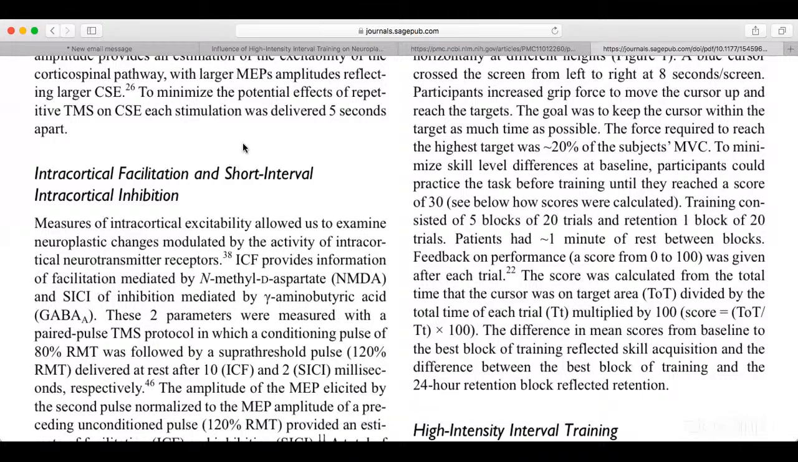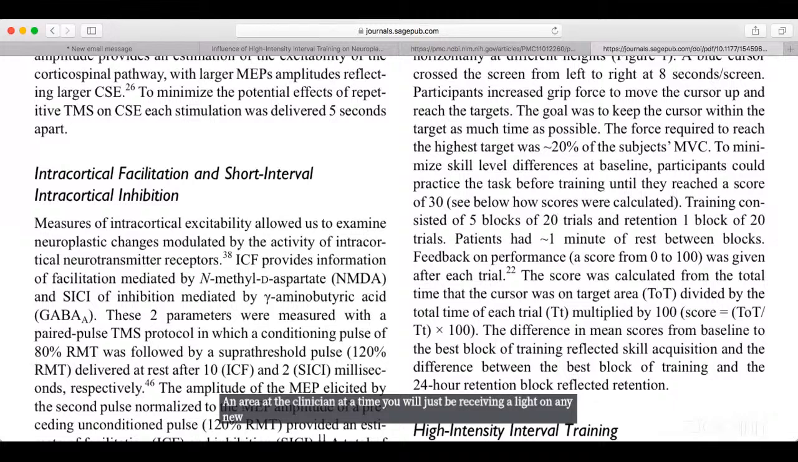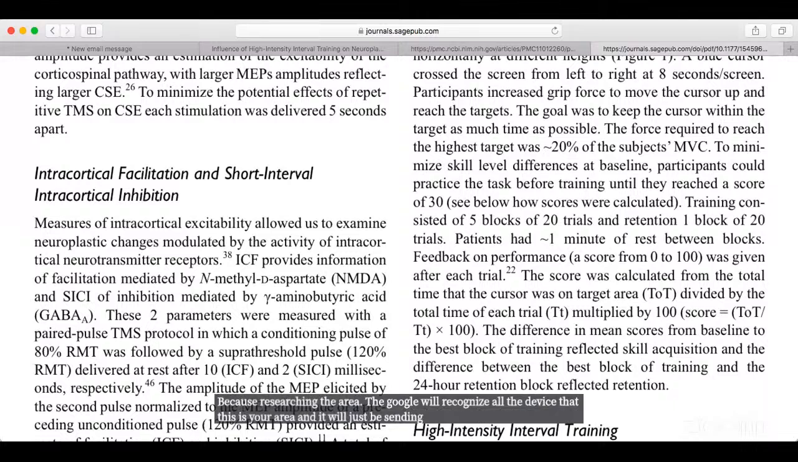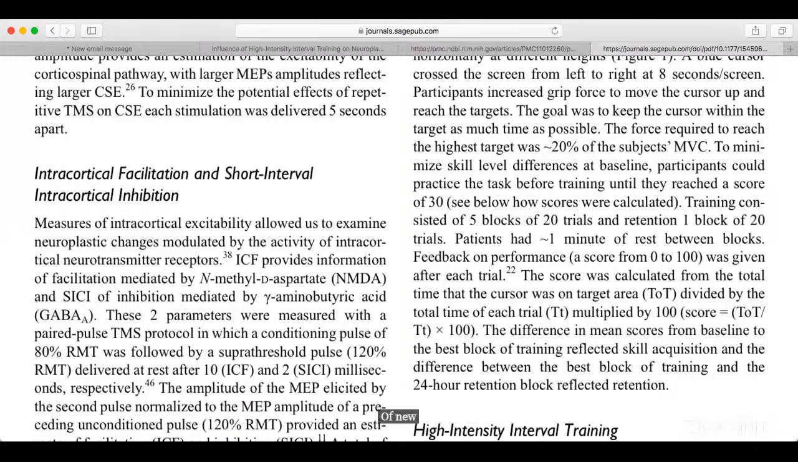And one good thing with that even is, nowadays, because of the Google account, if you keep searching an area as a clinician, at a time you will just be receiving alerts on any new research done. You will just be seeing it all the time, and you just be reading without even searching. Google will recognize on all your devices that this is your area, and it will just be sending you alerts of new happenings. It's very true. Just put it into practice and see.